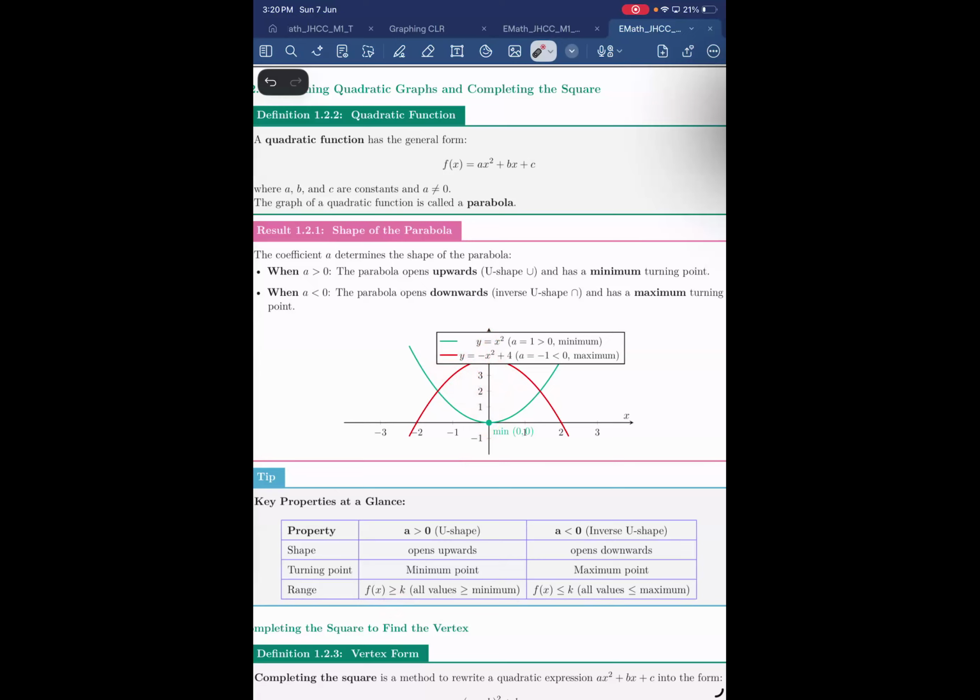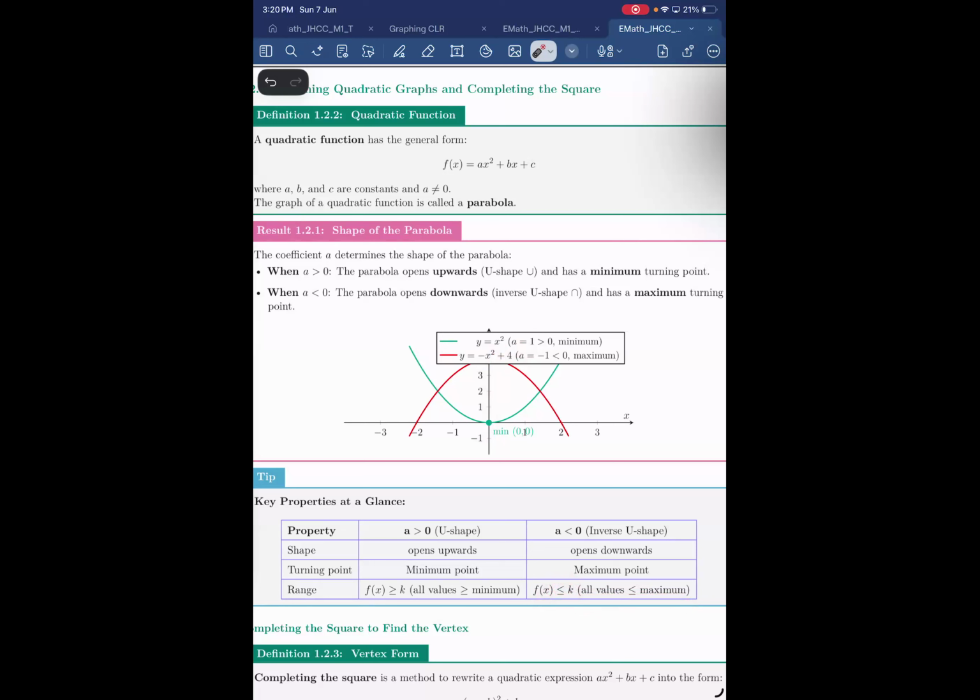Then for the inverse U shape one, open downwards, it's a maximum point. And every point below the maximum value, so the maximum value here say is k, then every value below the maximum point, including it, is going to be allowed. So less than or equal to k. Alright, so these are the extreme values.